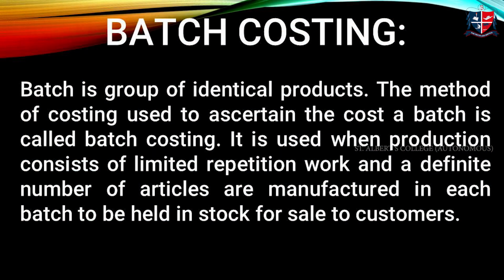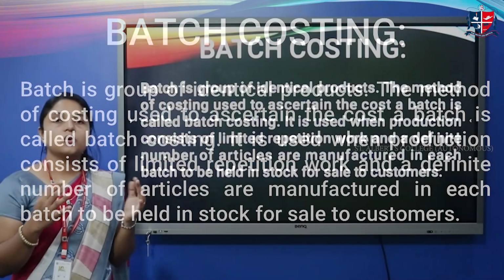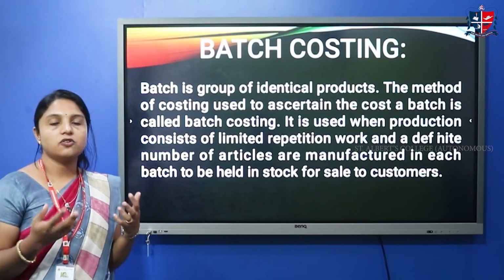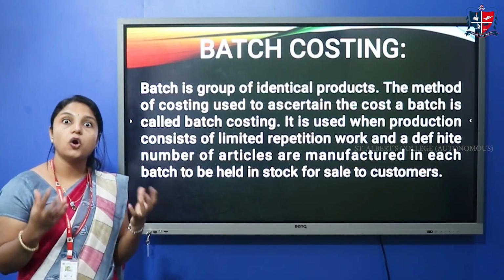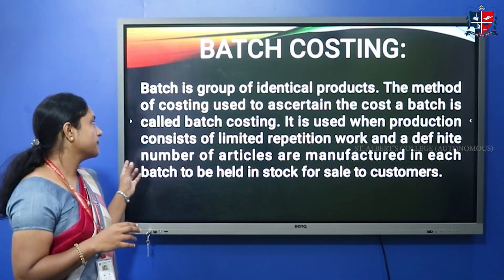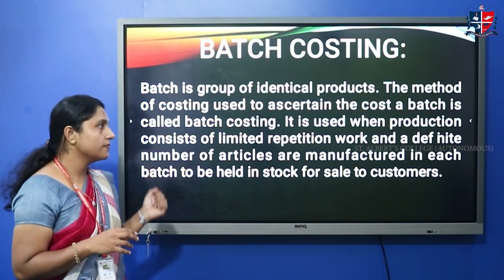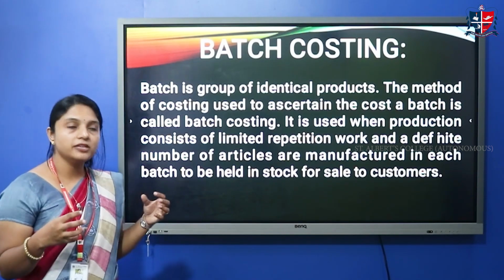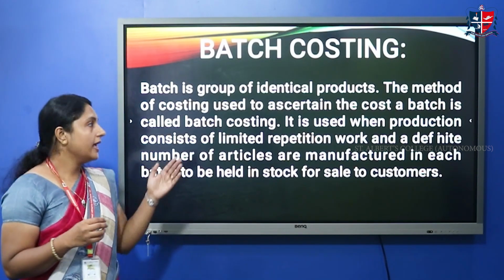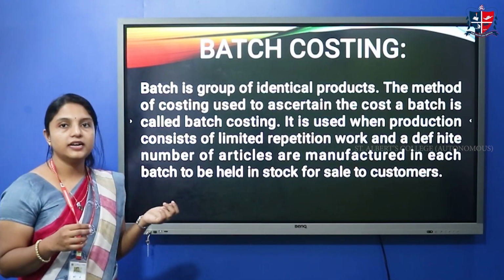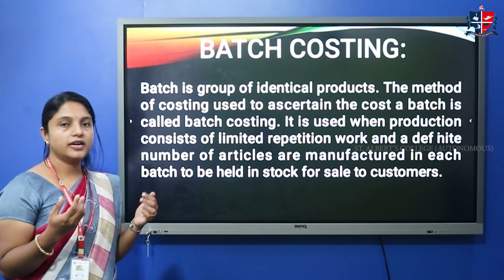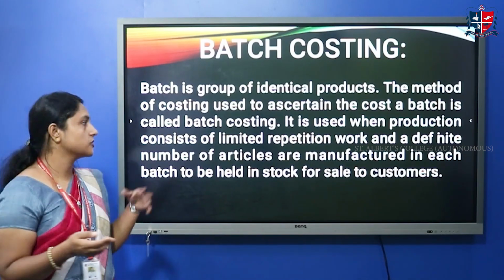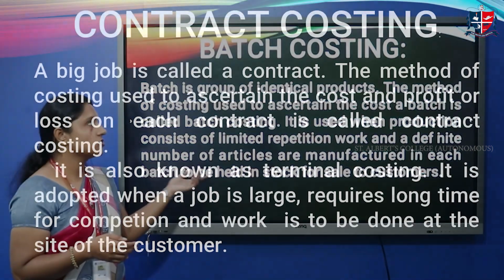Next is batch costing. A batch is a group of identical products. The method of batch costing is used to ascertain the cost of each batch. It is used when the production consists of limited repetition work and a definite number of articles are manufactured in each batch to be held in stock for sale to customers. So it is known as batch costing.